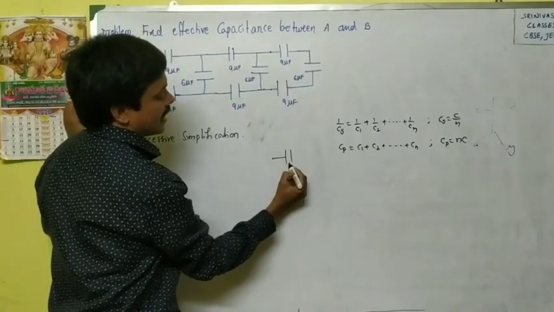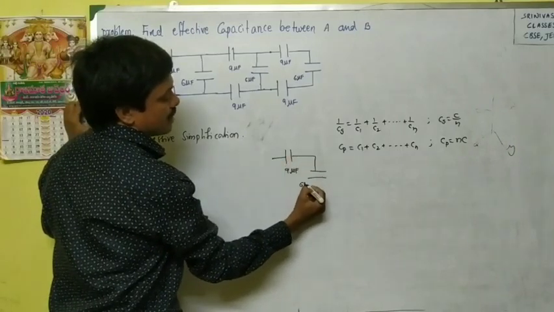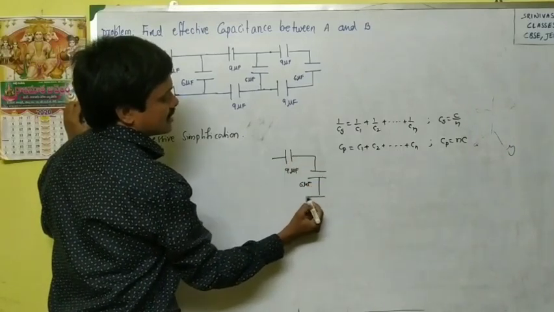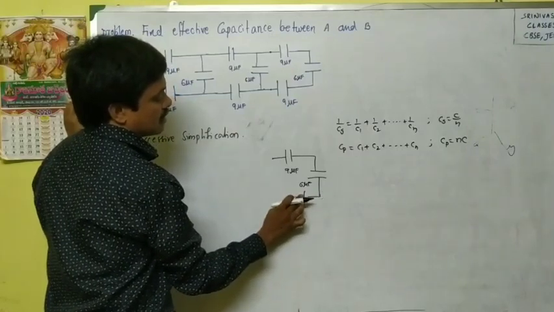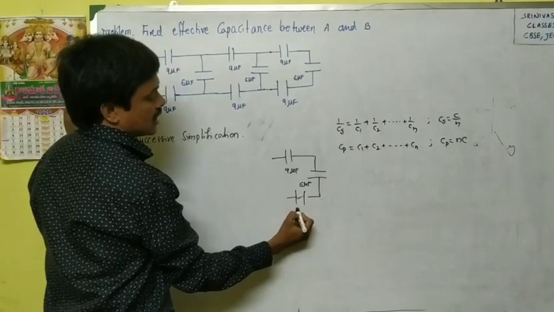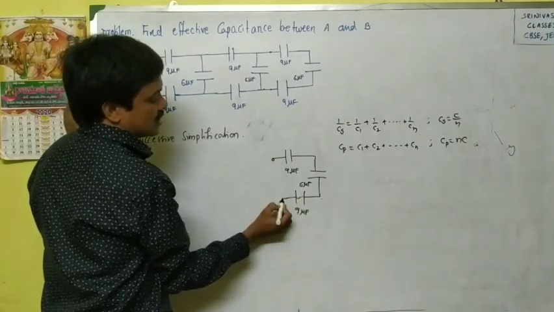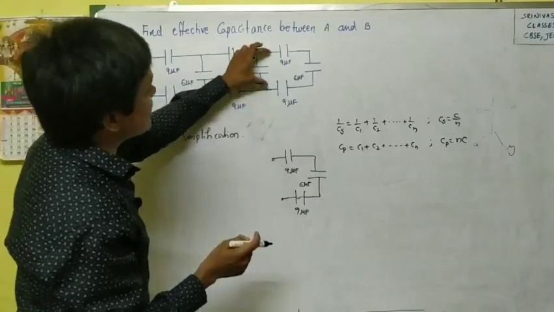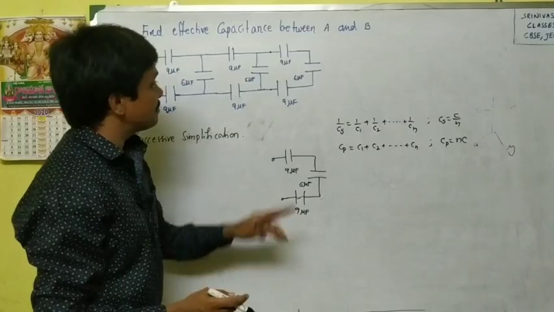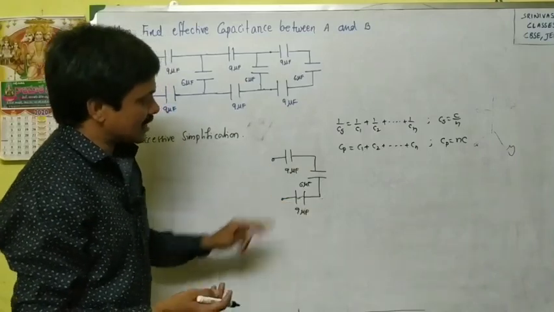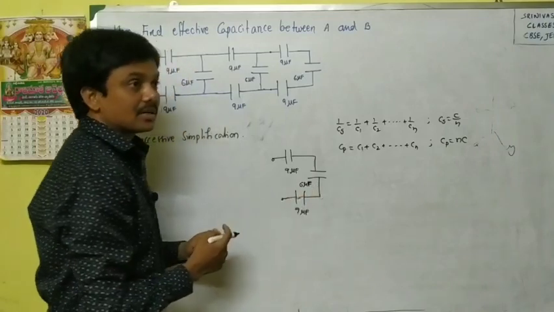This is the 9 microfarad, and this is the 6 microfarad, and this is again 9 microfarad. We want to find the effective capacitance between these 2 points, right? Let us consider this part as split up. We can separate this part, and that part's effective capacitance we can find out.